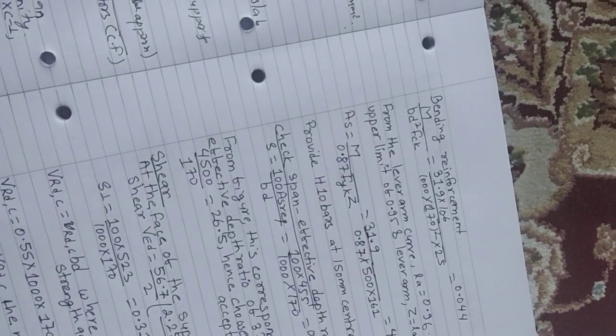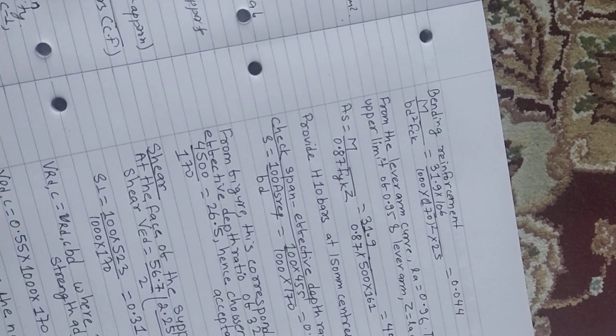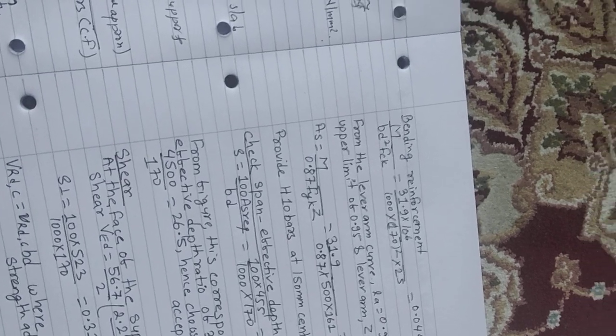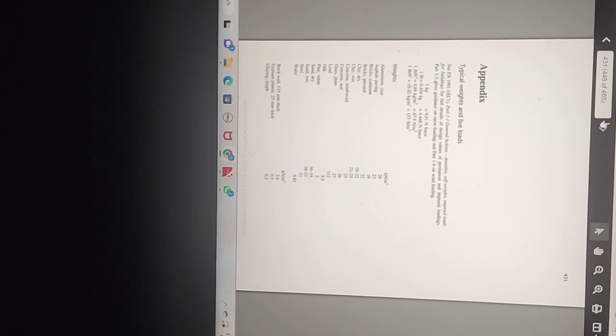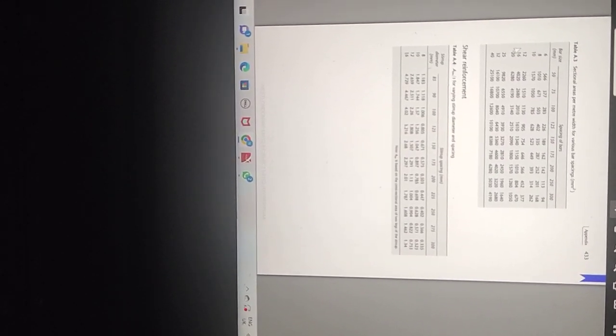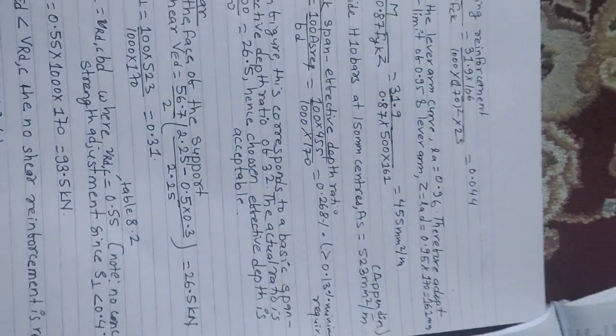So it is in the appendix. In the appendix it is here. For a 10 mm bar, the spacing of bar will be 150. It is 523 mm² per meter. Yeah, and we are going to check the span to effective depth ratio.